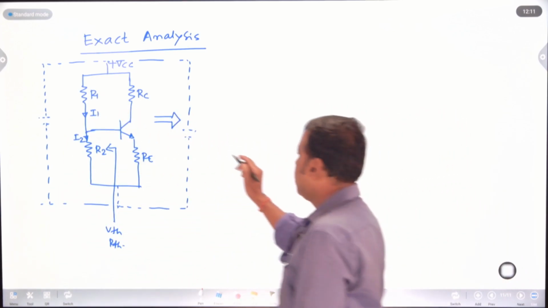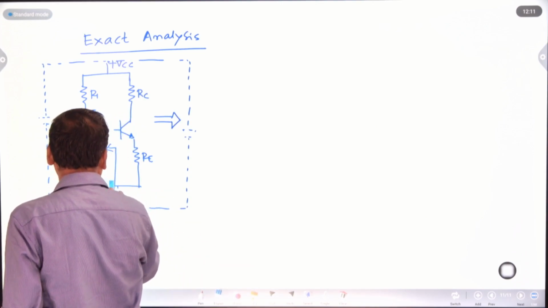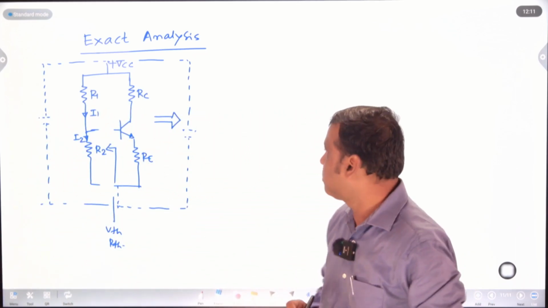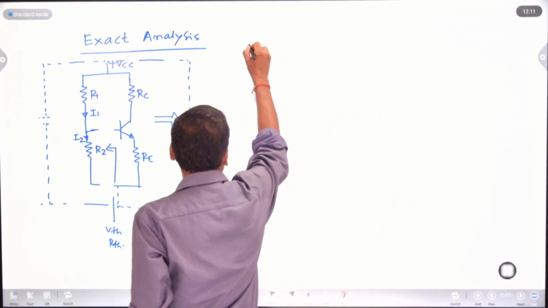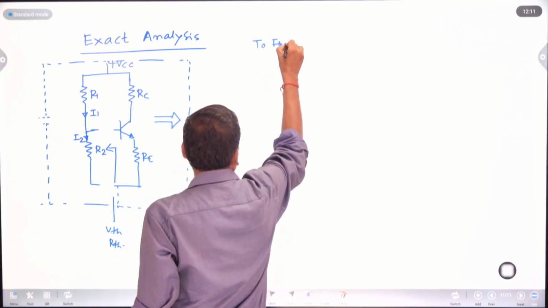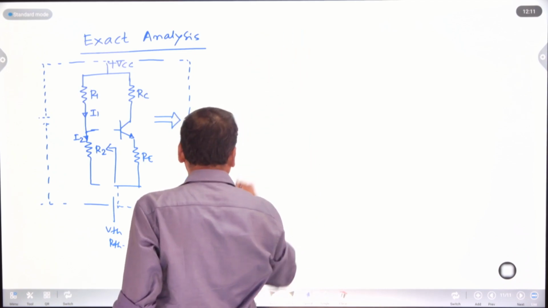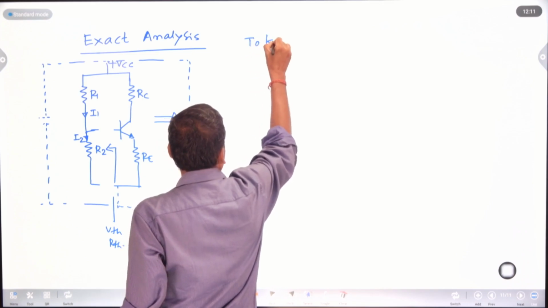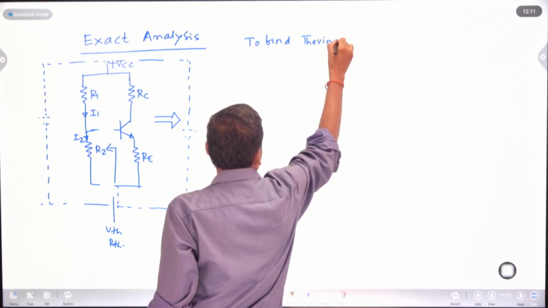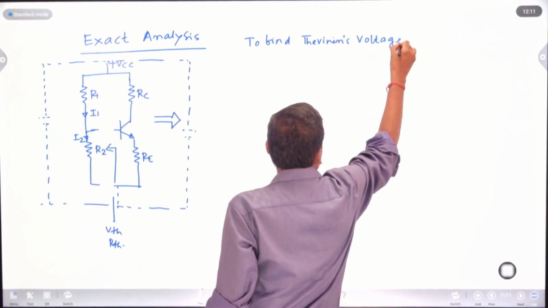Here the input can be open circuited, and you have to find out the Thevenin's voltage and Thevenin's resistance. So to find Thevenin's voltage, VTH.